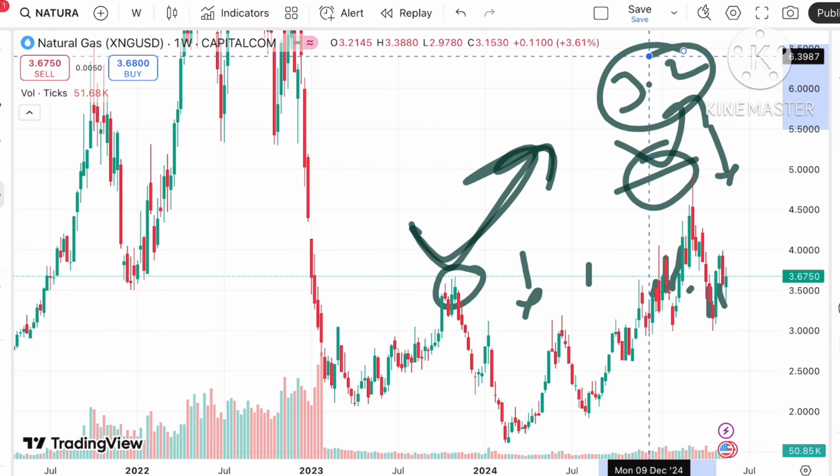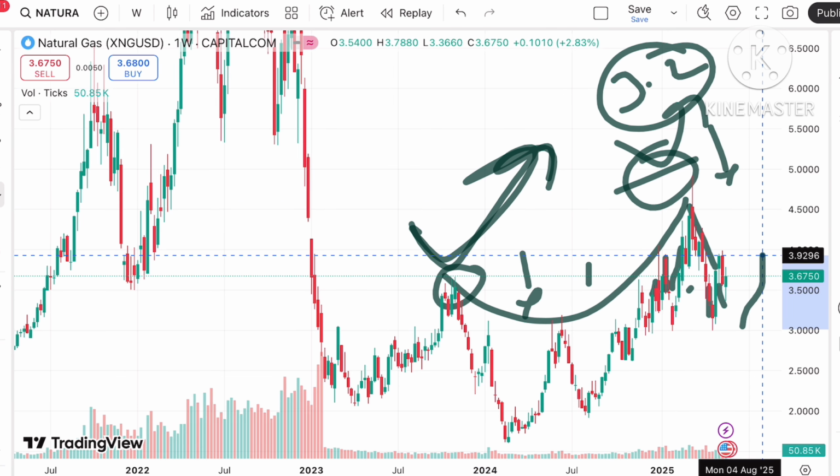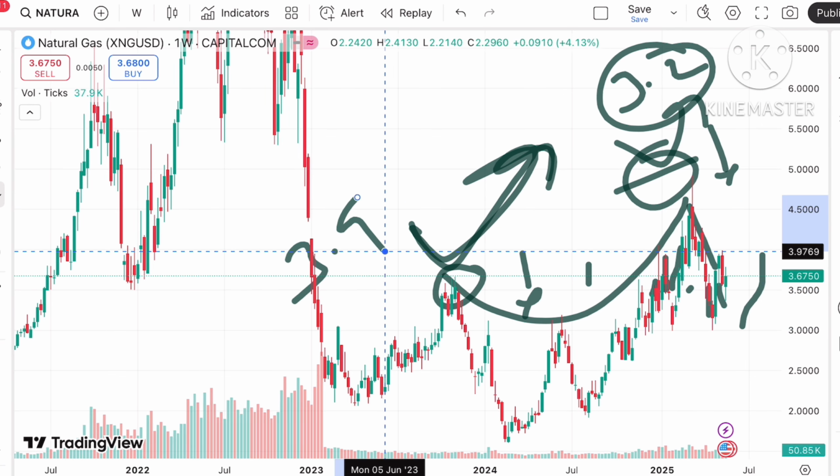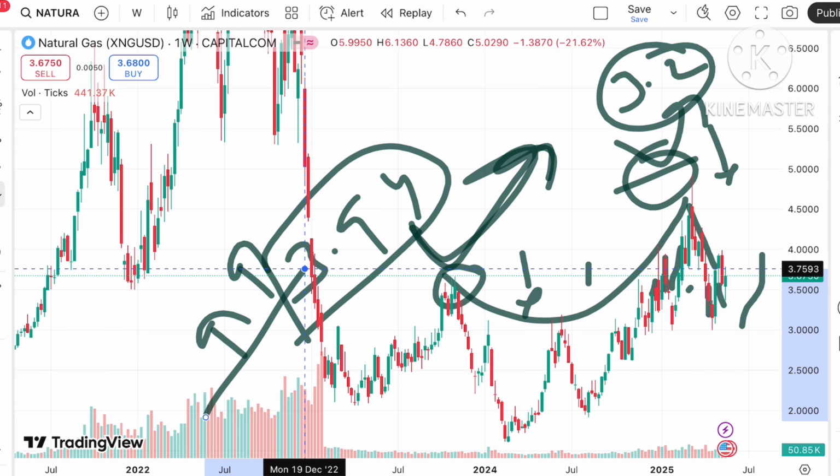Now if you look at this trend, there is a U pattern forming. After that there is a fall, and if the price starts going above a level of 3.94, chances are very high we can see a further upside movement.